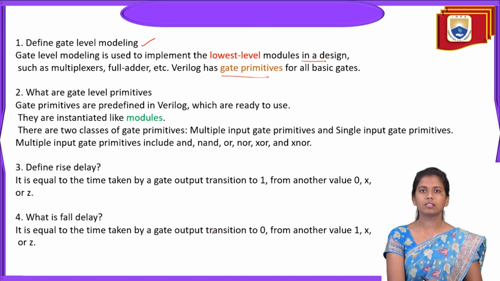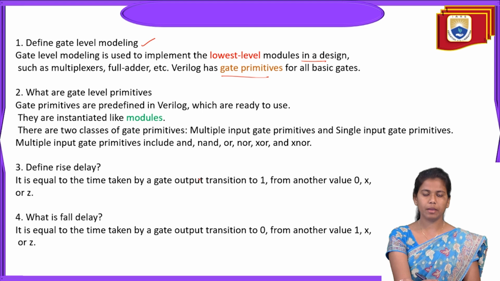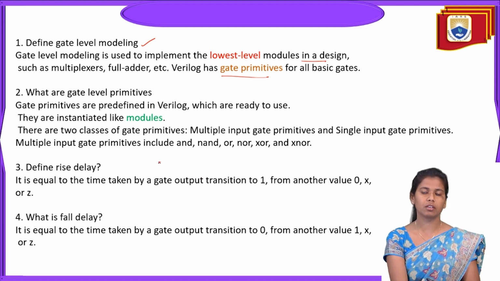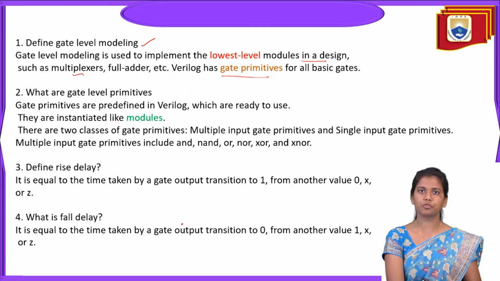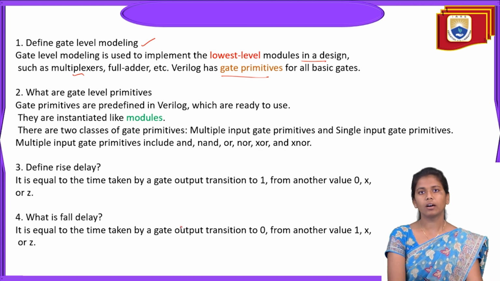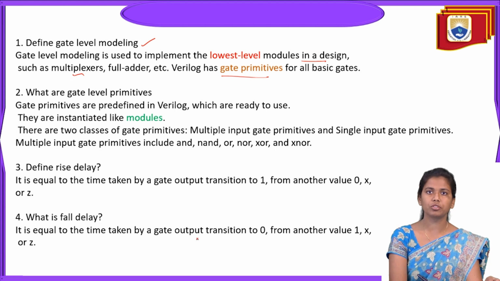Basically, in order to build some basic building blocks, all that we need is gates. All such gates, all the gate primitives, can be obtained from the Verilog library. Different modules that we can easily design based on gate level modeling are multiplexers, full adders, decoders, encoders, and all these things. Gate level modeling is used to implement the lowest level modules in the design.